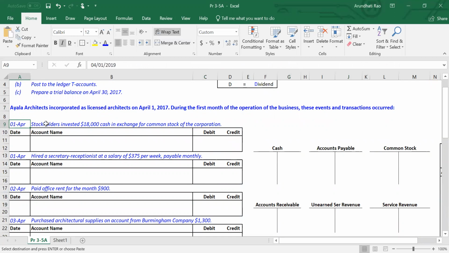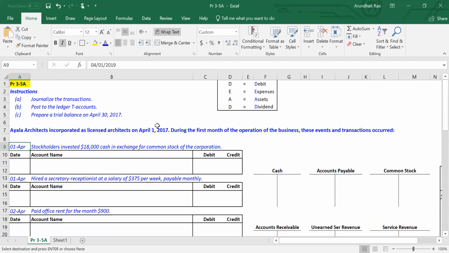On April 1st, the stockholders, that's the owners, invested $18,000 cash in exchange for common stock of the corporation. So for every journal entry, we have to see, were any assets, liabilities, or owner's equity affected? So all the accounting we do is from the viewpoint of the business. So for the business, their cash balance increased from 0 to 18,000. Why 0? Because it's a new business. They didn't have anything. Common stock was issued. We gave the stockholders the owner's common stock to indicate that they are owners of the business.